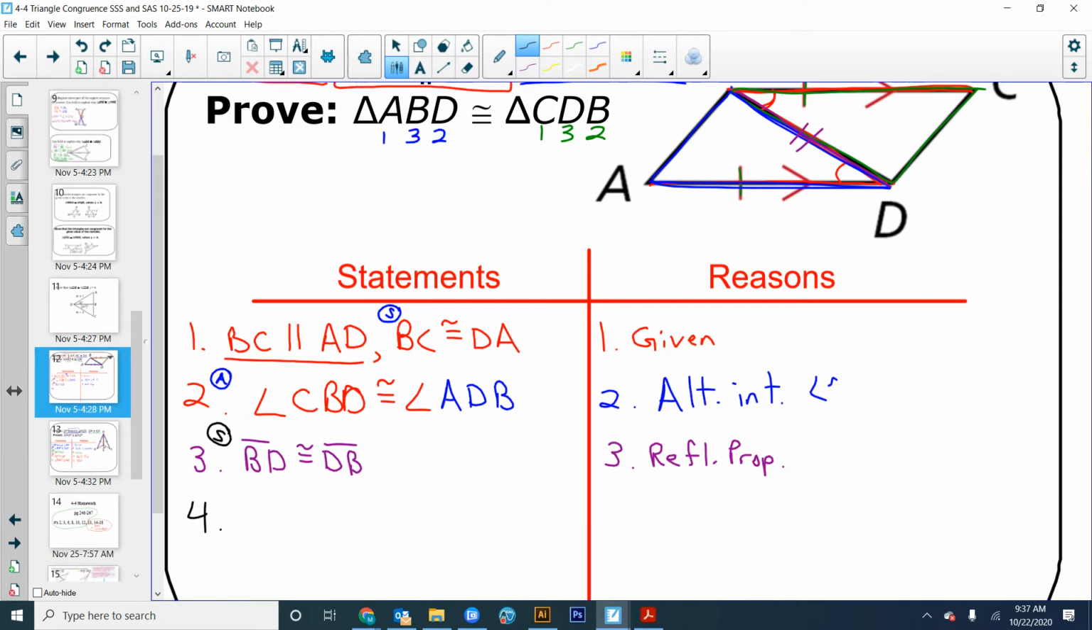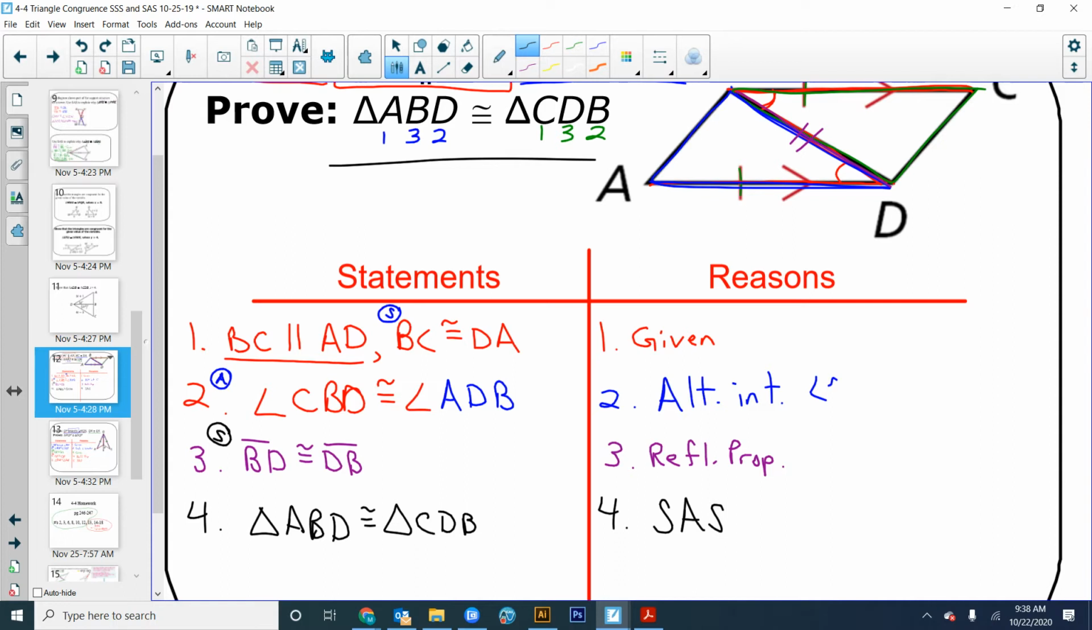Yes, we have SAS. Triangle ABD, use the order up here, just steal it, is congruent to triangle CDB. Reason? SAS, right? S, A, S. When you get there, you're done. Use proof the triangles are congruent.